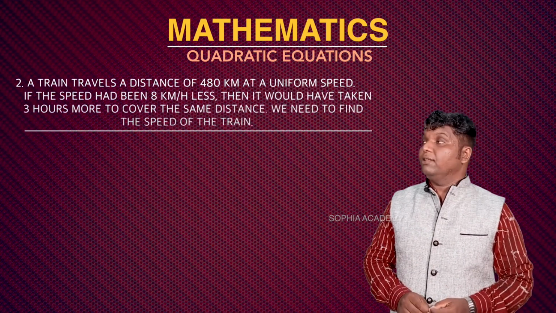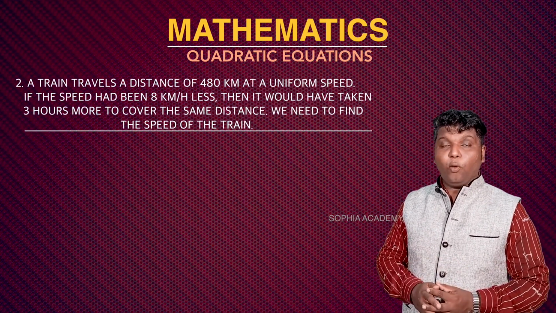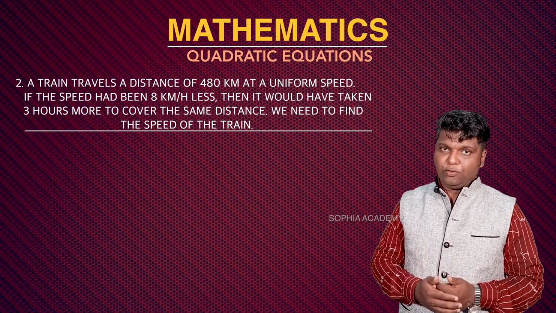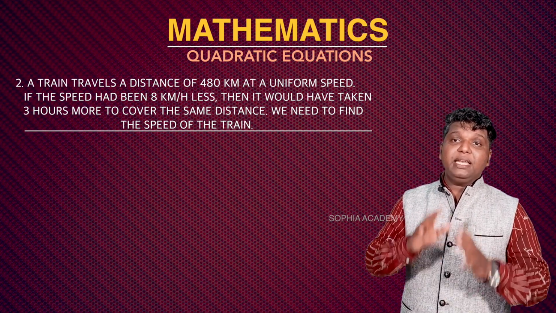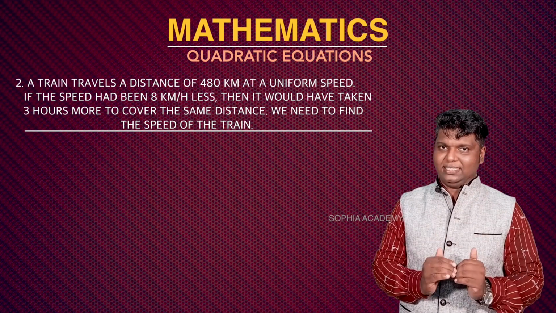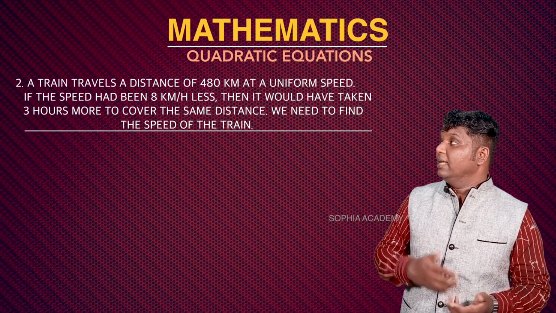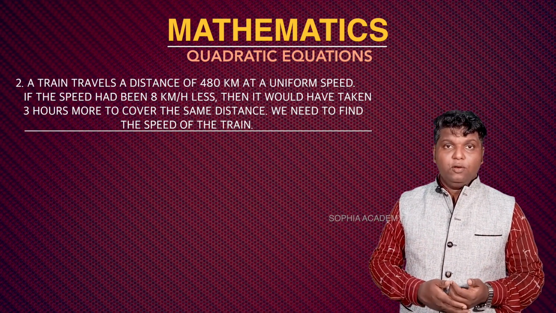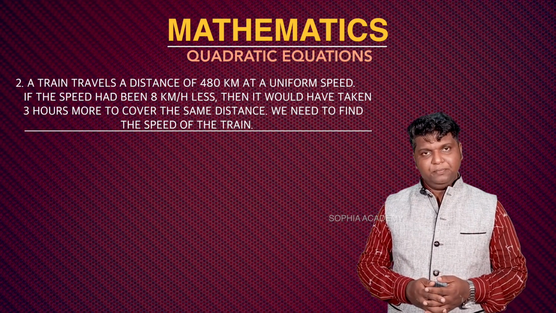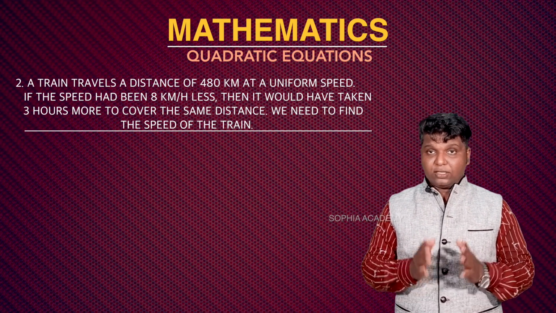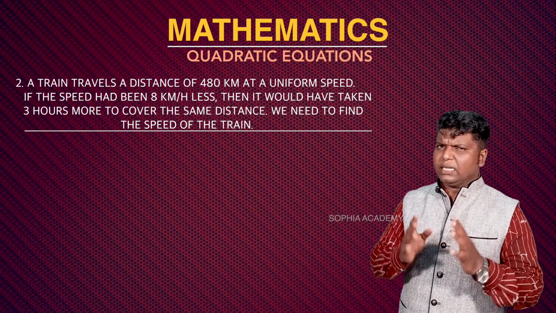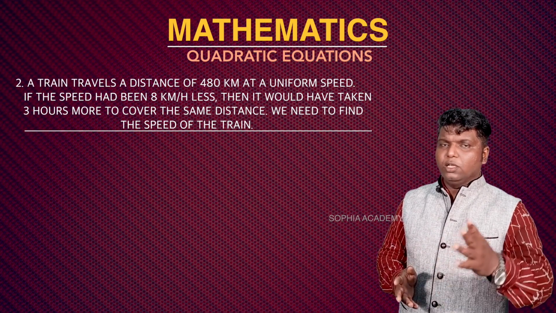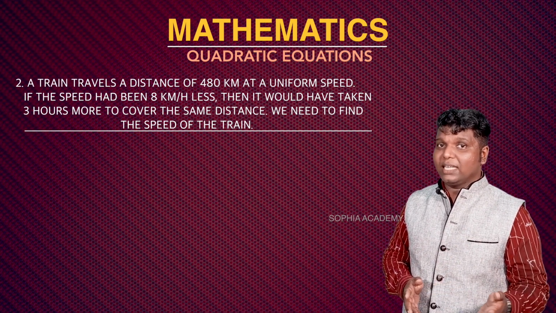A train travels a distance of 480 kilometers at a uniform speed, and if the speed had been 8 kilometers less, it would have taken 3 hours more for completing the same journey. That means a train is traveling 480 kilometers at a typical speed. We don't know what the speed is. So if you don't know the speed, you will assume it as x, right?